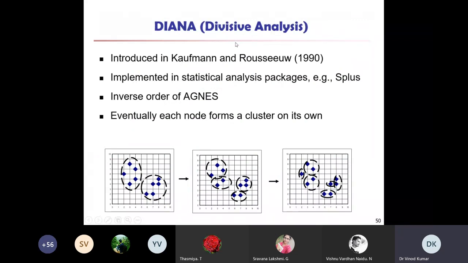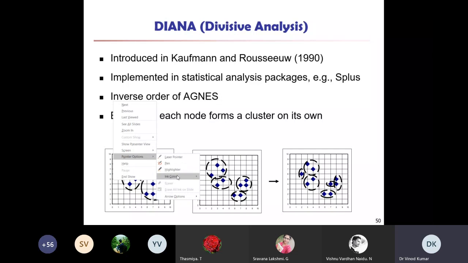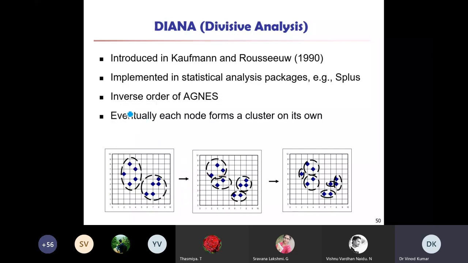Then the divisive analysis algorithm is there. This was also introduced in 1990, and implemented in statistical analysis packages. It is the inverse order of whatever we did earlier, so I don't need to explain it once again. It is the reverse of the previous agglomerative nesting algorithm. Eventually, each node forms a cluster on its own, so the top-down strategy is followed here.